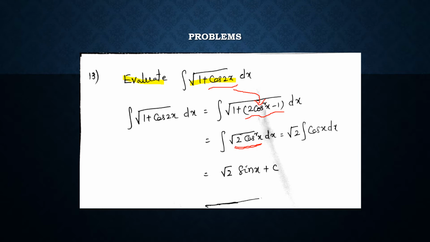That can be written as root 2 into the integral of cos x dx. We know that the integral of cos x dx is sin x. So that can be written as root 2 into sin x plus c. So this is the solution.